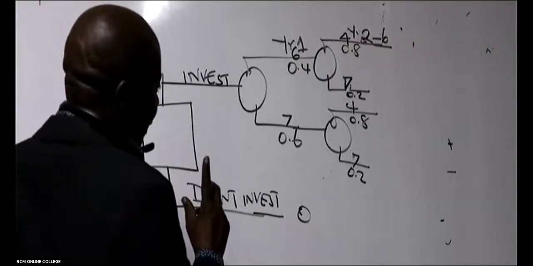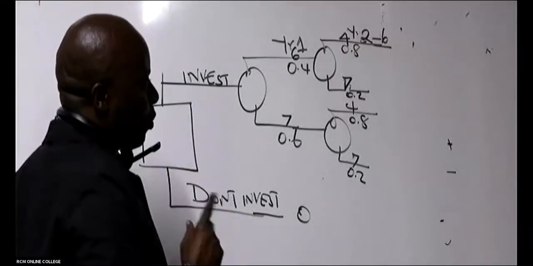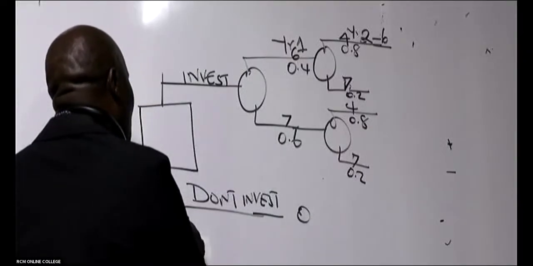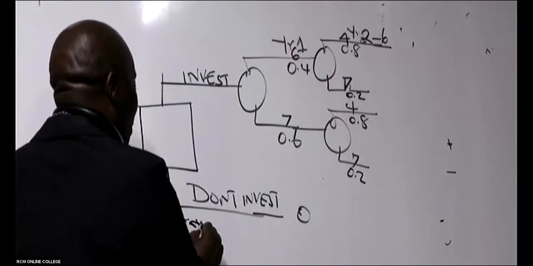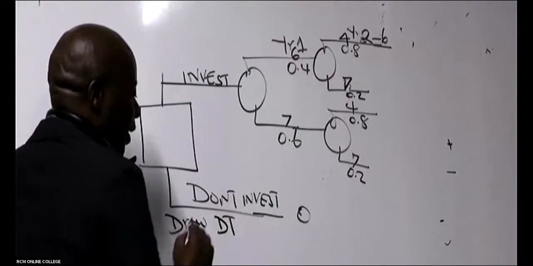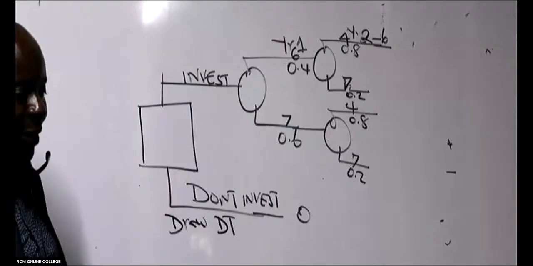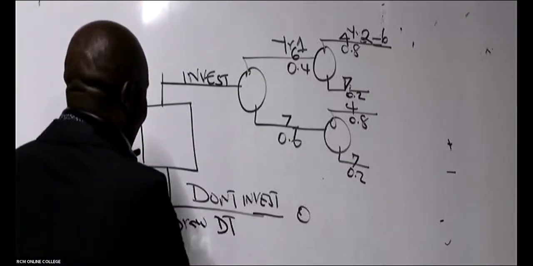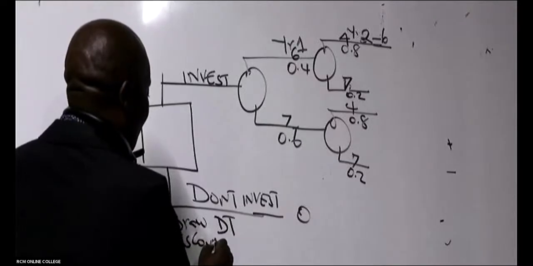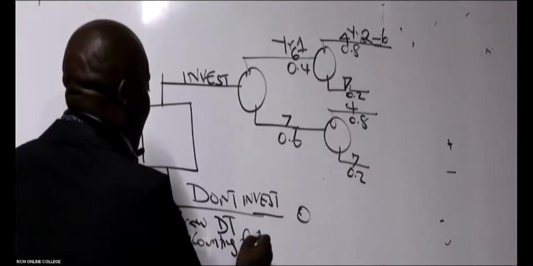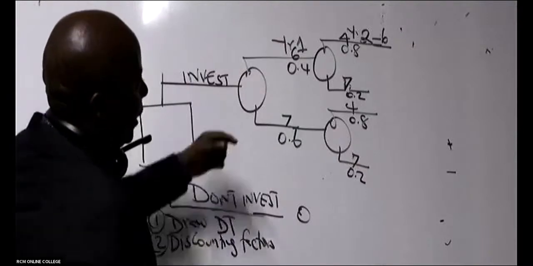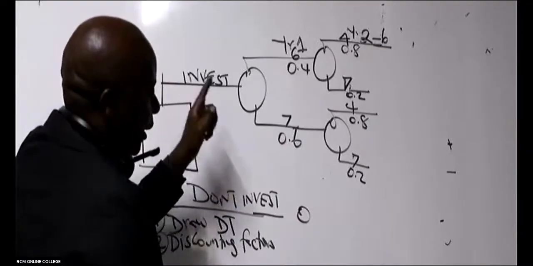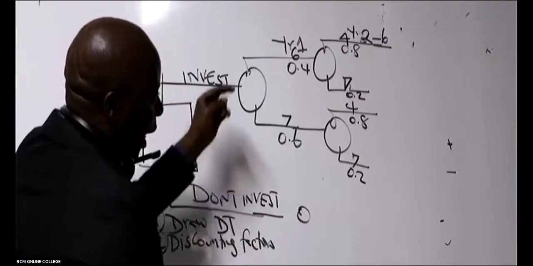Now, ladies and gentlemen, please do me a favor. Whenever it comes to decision trees, the first thing you need to do is to draw. Step number 1, you draw the decision tree. Step number 2, give us discounting factors. So for example, at end of year 1, I expect to get a cash flow.